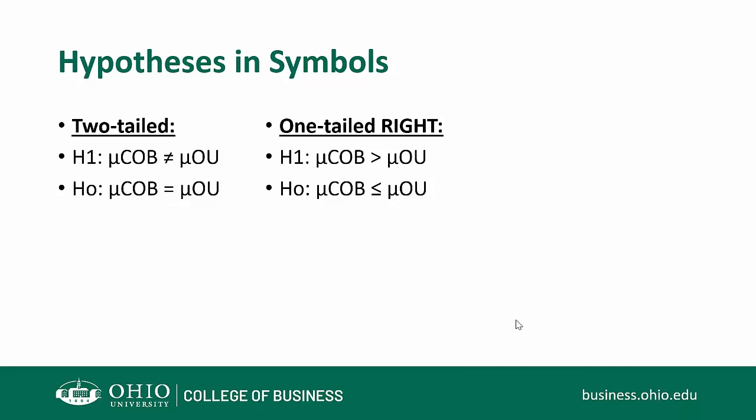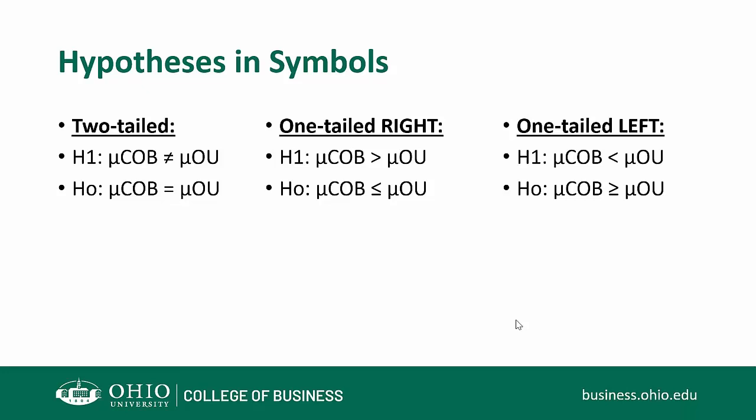If the mean for COB isn't greater than the mean for OU, then it would have to be less than or equal to. For a one-tailed left, the alternative hypothesis is that the mean for COB is less than the mean for OU. Thus, the null would be the COB mean is greater than or equal to the OU mean. When writing the hypotheses in symbols, I recommend starting with the alternative hypothesis and then figuring out the null. And the null in symbols is basically the opposite of the alternative. Also, note that the null hypothesis always has an equal sign in it.